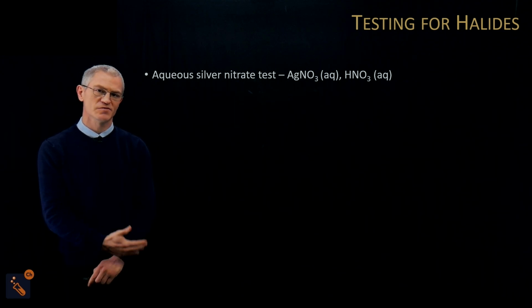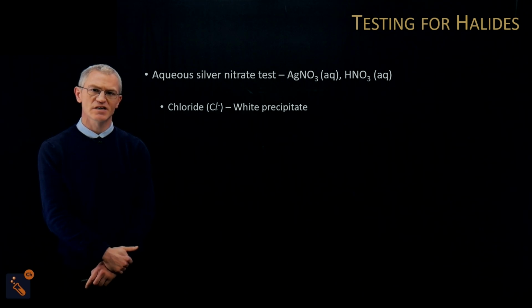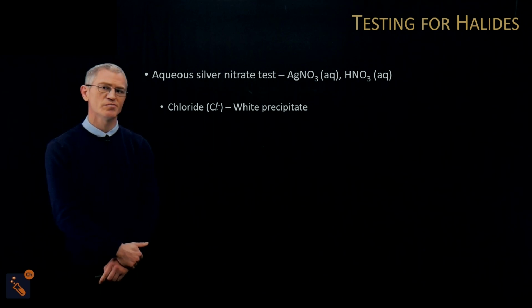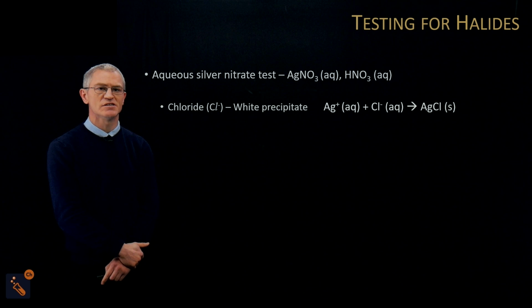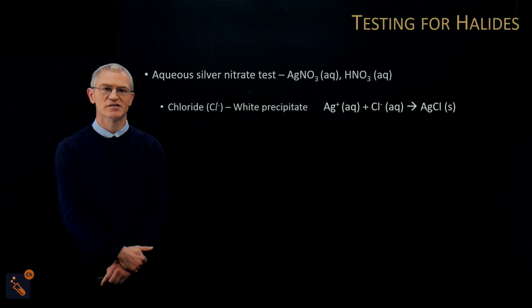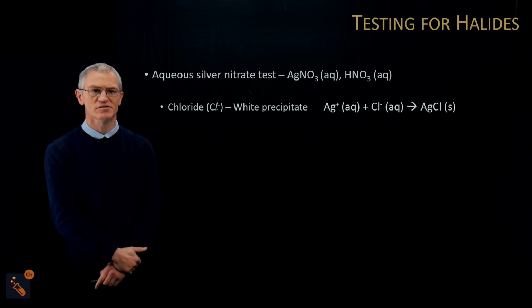Now, the halide from GCSE is chloride if you see a white precipitate during that reaction. Slightly different from GCSE, you will be expected to do the ionic equation. So the ionic equation is here: Ag+ (aq) + Cl- (aq) goes to AgCl (s). So it's a precipitation reaction, creating a precipitate, and a white precipitate at that.